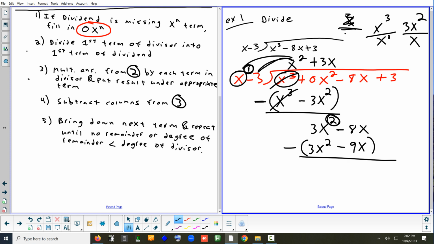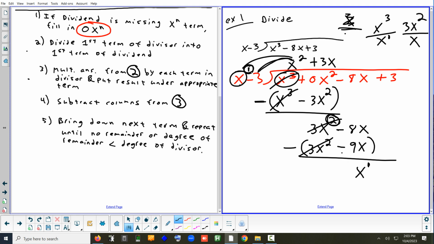And again, something should cancel. Let's see. What's 3x squared minus 3x squared? 0. And what's negative 8x minus 9x? Right, that's going to become negative 8x plus 9x. So it's like negative 8 plus 9. So that's 1x. Okay, what's the exponent on that x? That's a 1. Is the exponent here smaller than the one here? No, it's equal. So we got to do it one more time.